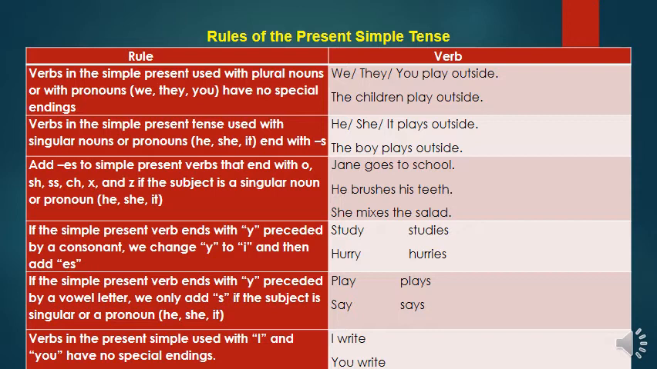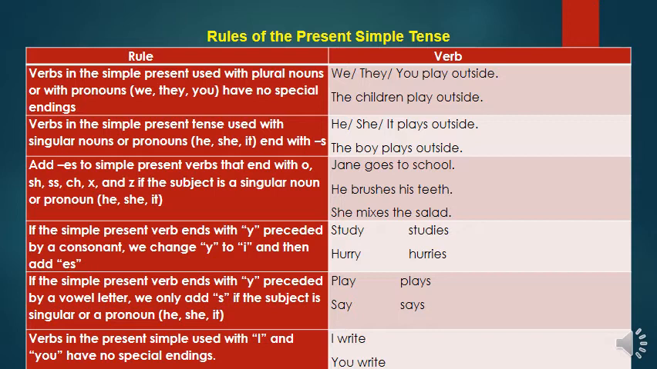Now we are going to start with the spelling rules. When do we add es to the simple present verb? We add es to the simple present verb when the verb ends with o, like goes. Jane goes to school. So here we added es because the verb ends with o. Sh, brushes. He brushes his teeth. So we added es because the verb here ends with sh. Ss, like pass, passes. So we add es because the verb ends with double s.